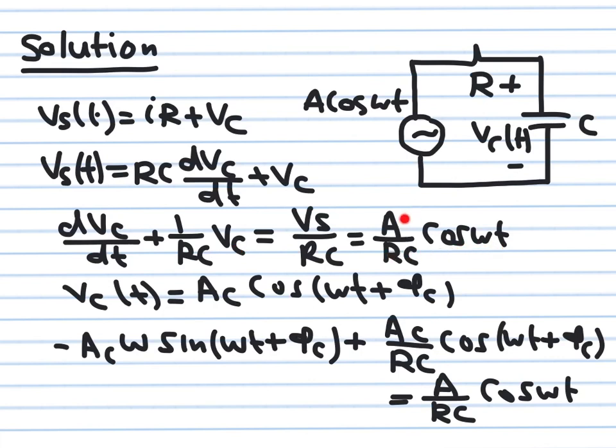A is given, this is the amplitude of the source. Omega is given, this is the frequency of the source. The values of R and C are given. What is missing here in this equation is how to solve for VC, how to get VC as a function of time.